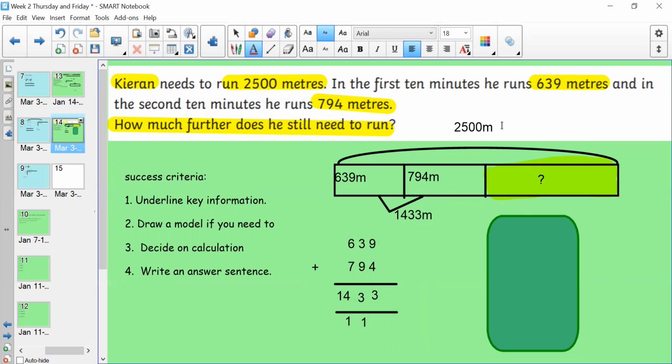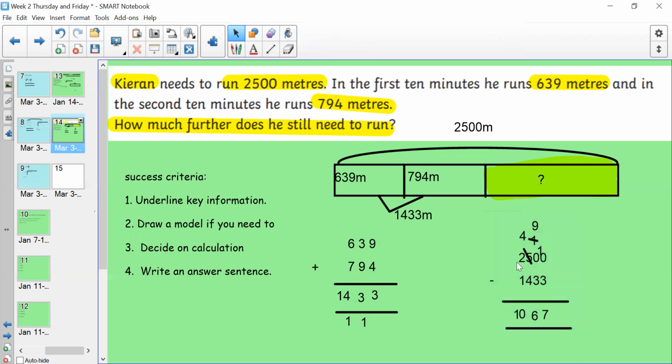So when I've got a whole number and when I've got a part, I know that I need to subtract to find the other part, which is how much further he needs to run. So I've underlined my key information. I've drawn a model. I've now decided on my calculation. I had one, which was addition. So this was one where you need two steps, two calculations. So my second calculation now is going to be subtraction. So I need to subtract 1,433 from 2,500 meters.